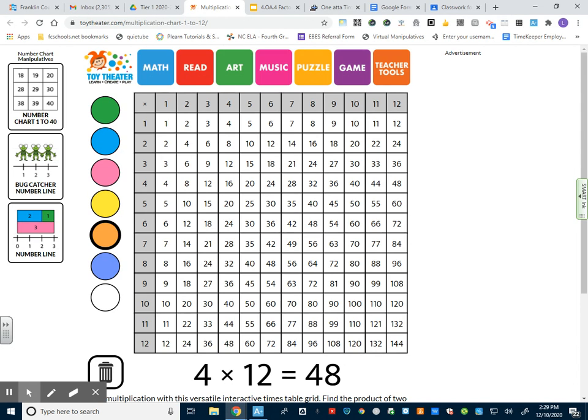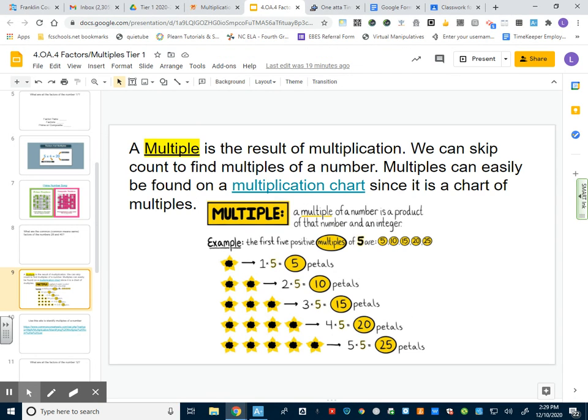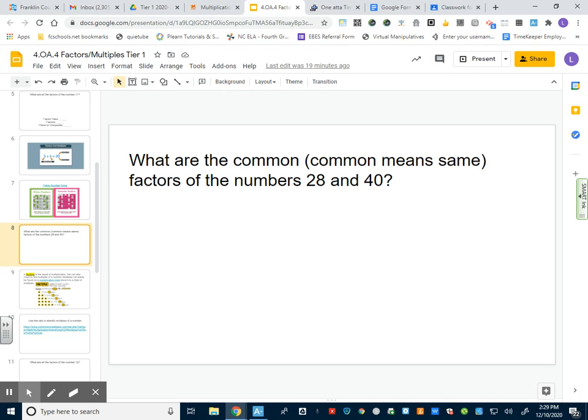So one more thing I want to go over, and then I'm going to end this video. I accidentally skipped this question. It says, what are the common? And common means same. Like, what do you have in common with someone? It's a quality that's the same. So what are the common factors of the numbers 28 and 40?